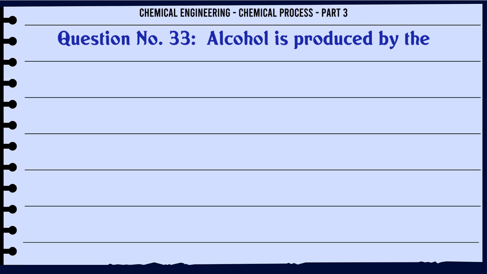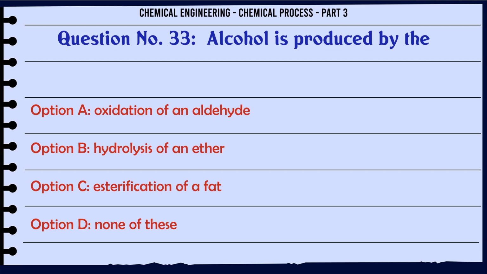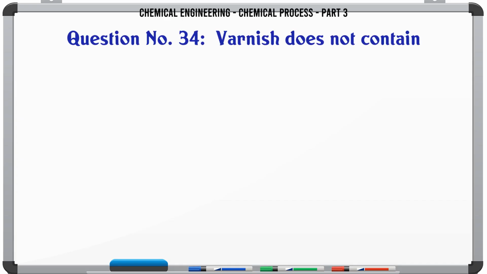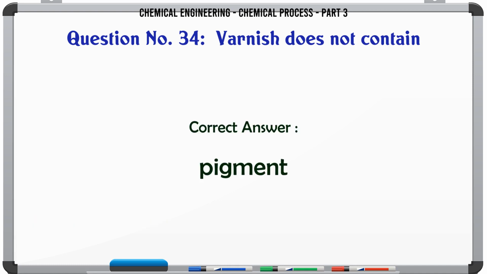Alcohol is produced by the A. Oxidation of an aldehyde, B. Hydrolysis of an ether, C. Esterification of a fat, D. None of these. The correct answer is hydrolysis of an ether. Varnish does not contain A. Pigment, B. Thinner, C. Dryer, D. Anti-skimming agent. The correct answer is pigment.